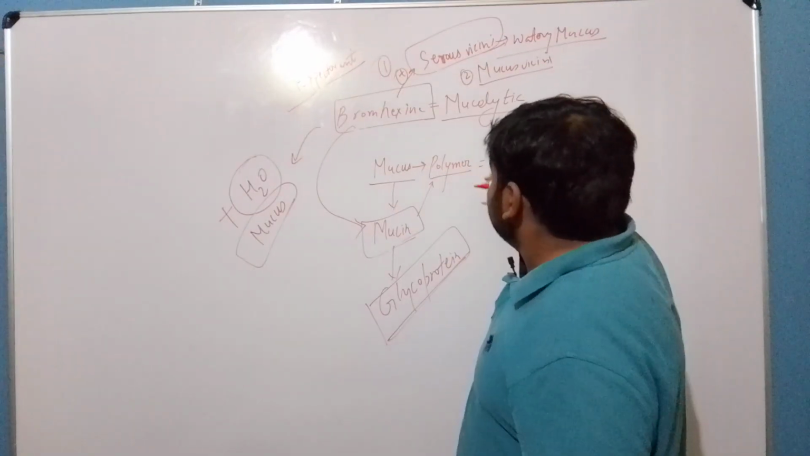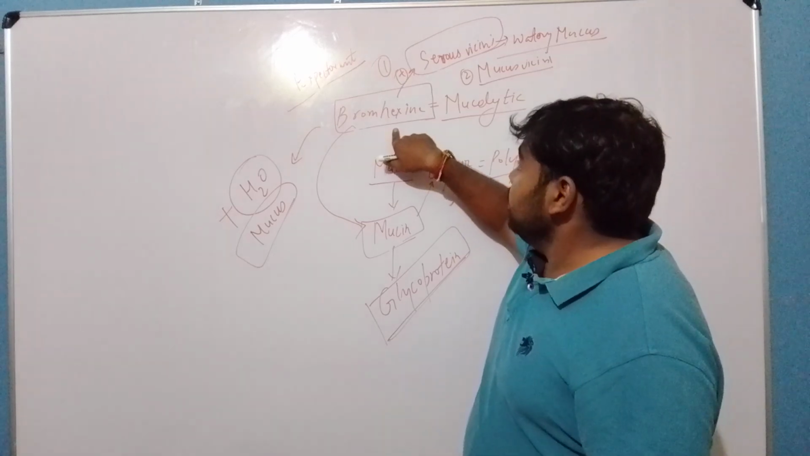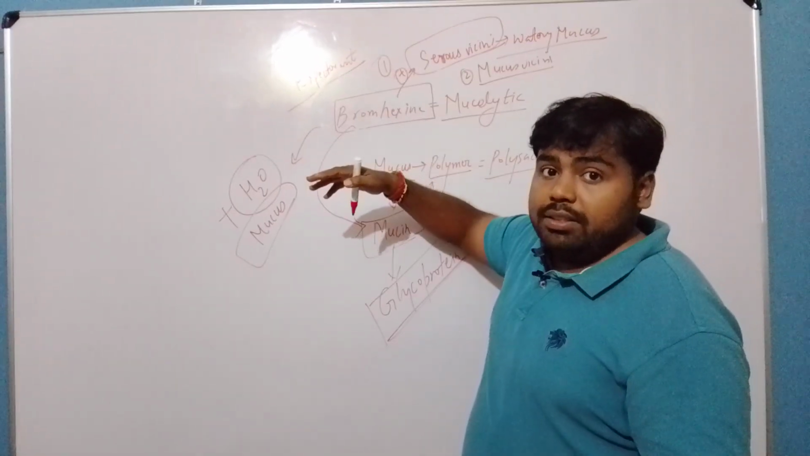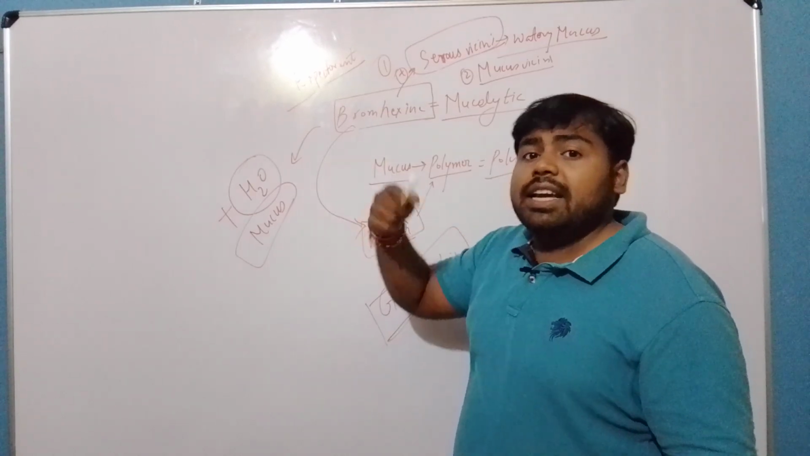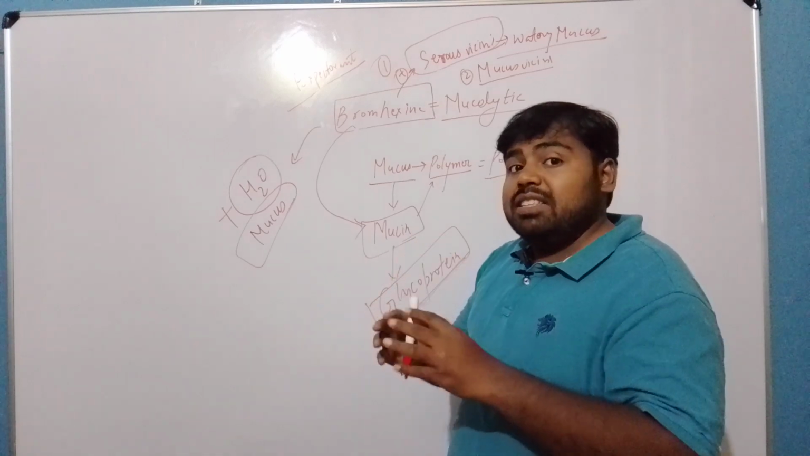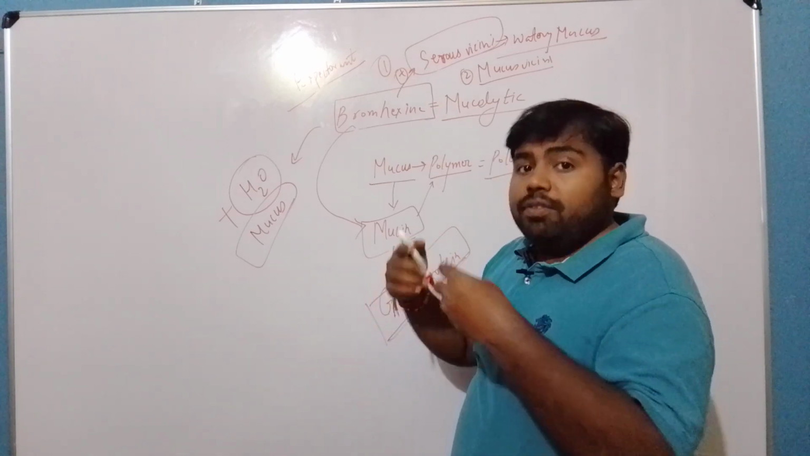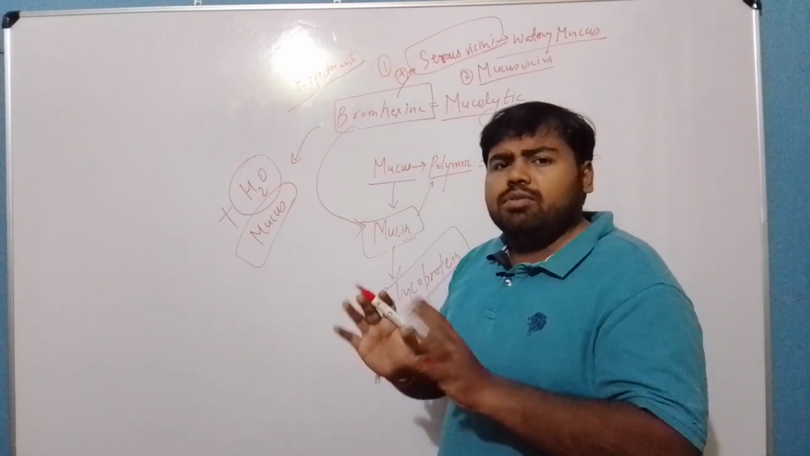So we should just revise. The primary mechanism of bromhexine is to break down the structure of mucus. Mucus is made up of mucin, and mucin is made up of glycoprotein. So if bromhexine is breaking down the mucus, that means I am breaking down the thread of mucin. I am breaking down glycoprotein. Ultimately, I am breaking down the polymer.